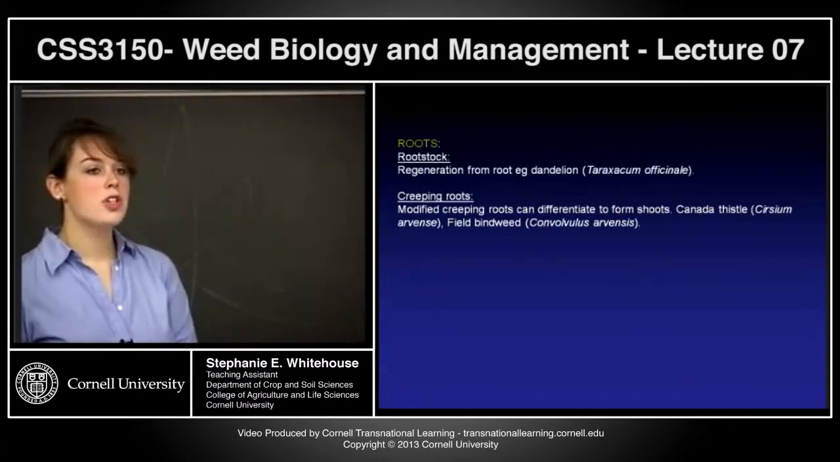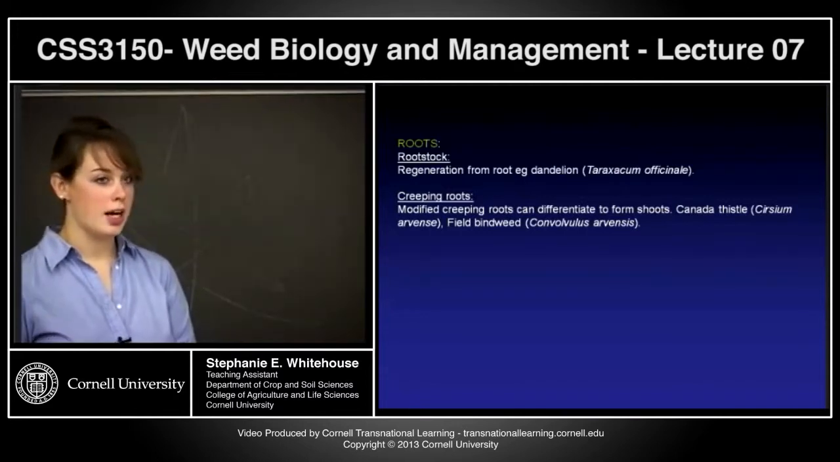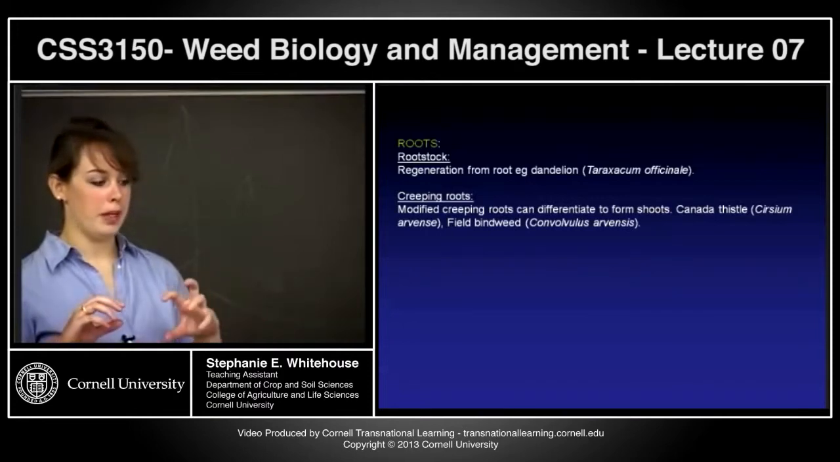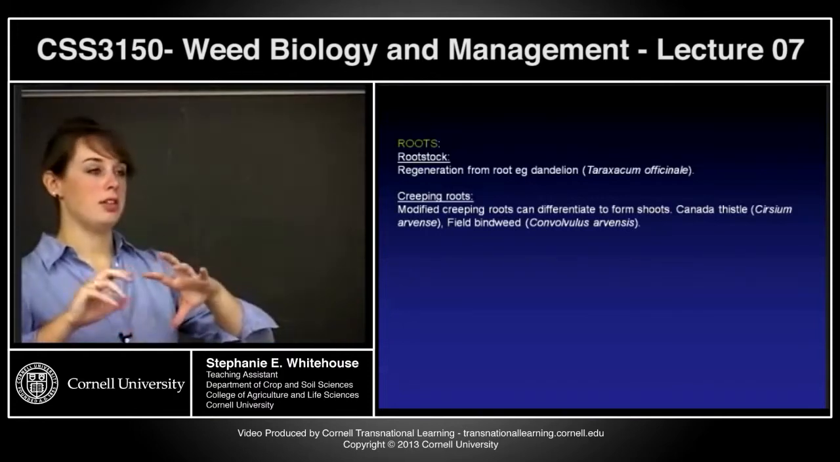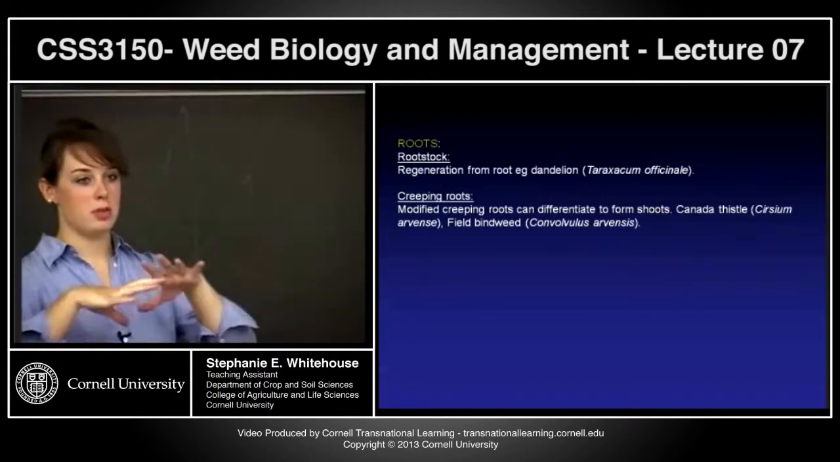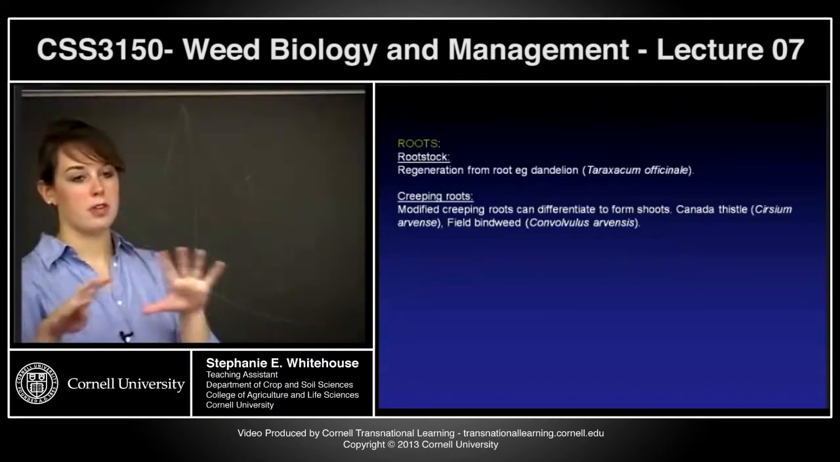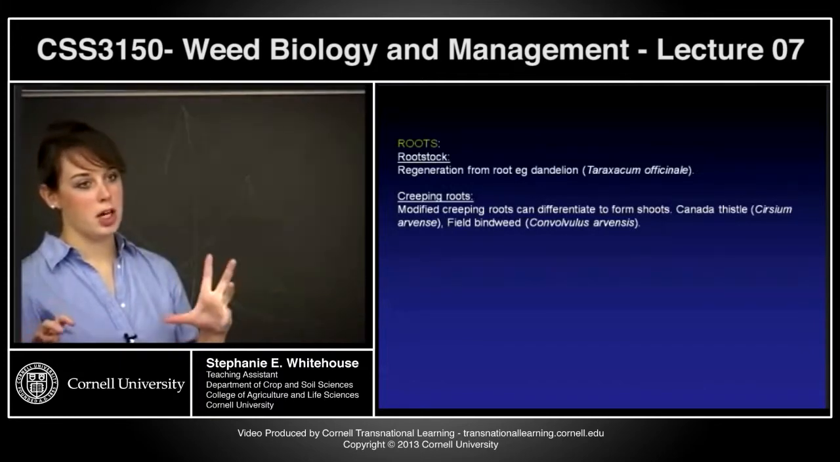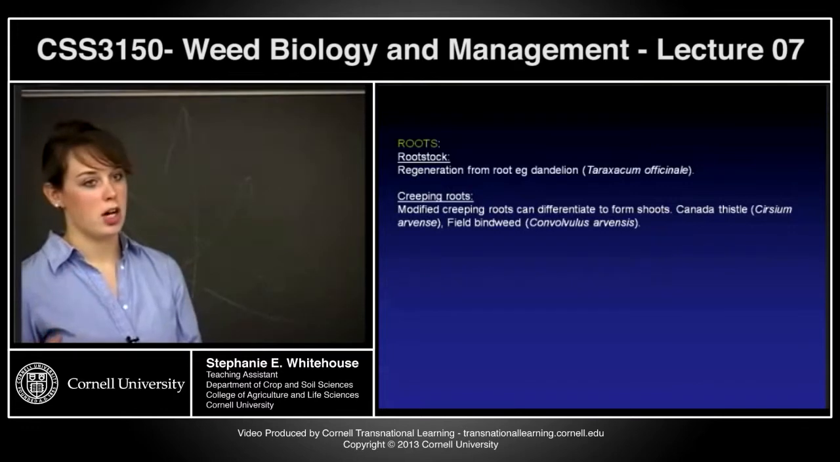I think Japanese stiltgrass, it's an annual, but it acts like a creeping root. So it's going to have that creeping nature where it's going to cover a very wide area very quickly. But since it's an annual, it's going to die off. Vegetative reproduction, mainly we're looking at either biennial or perennial plants.